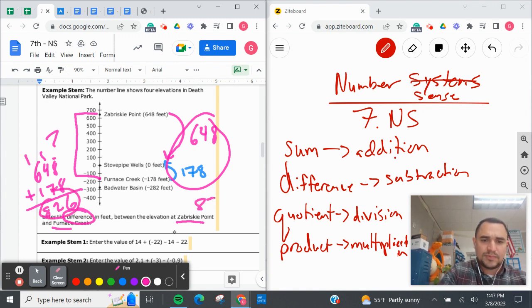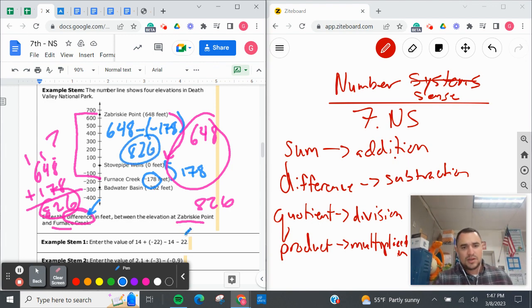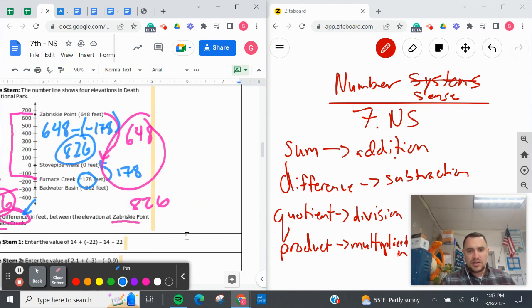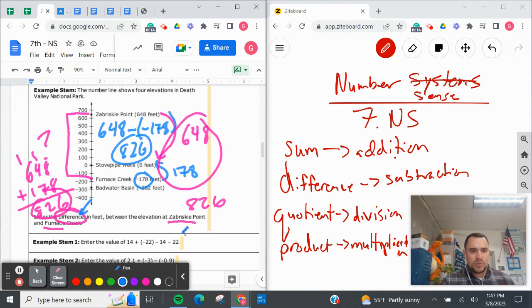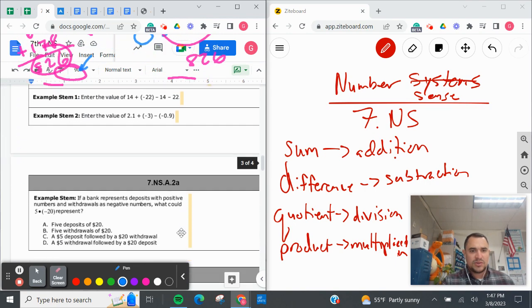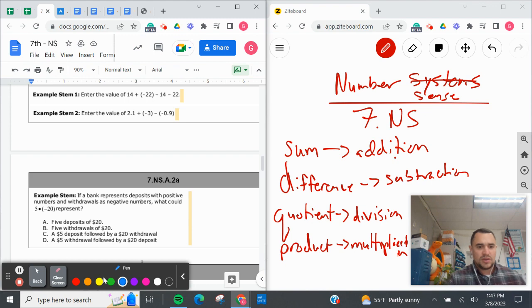And that is going to be 826 feet. Again, if you want to find the difference, you can just do 648 minus negative 178, and that'll get you 826. All right, let's take a look at the answer. The answer is 826. We're doing great. Let's go down to these points here.